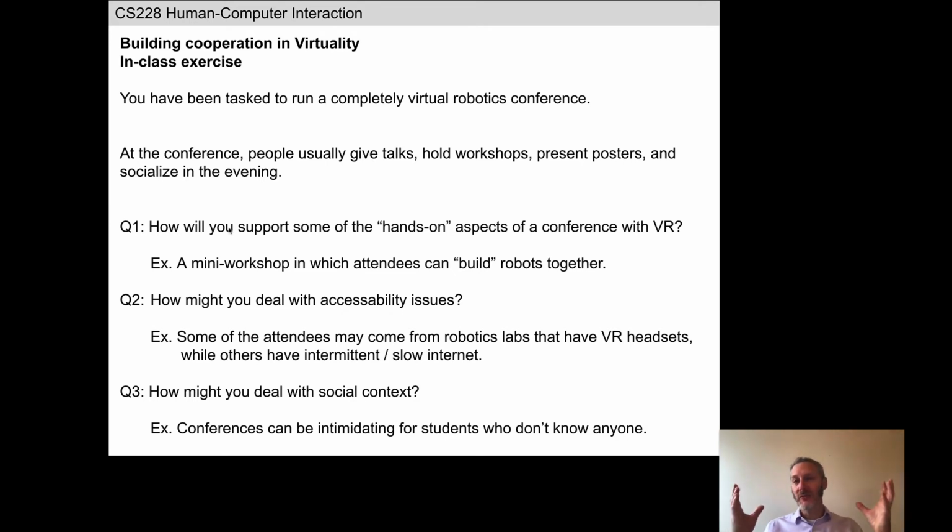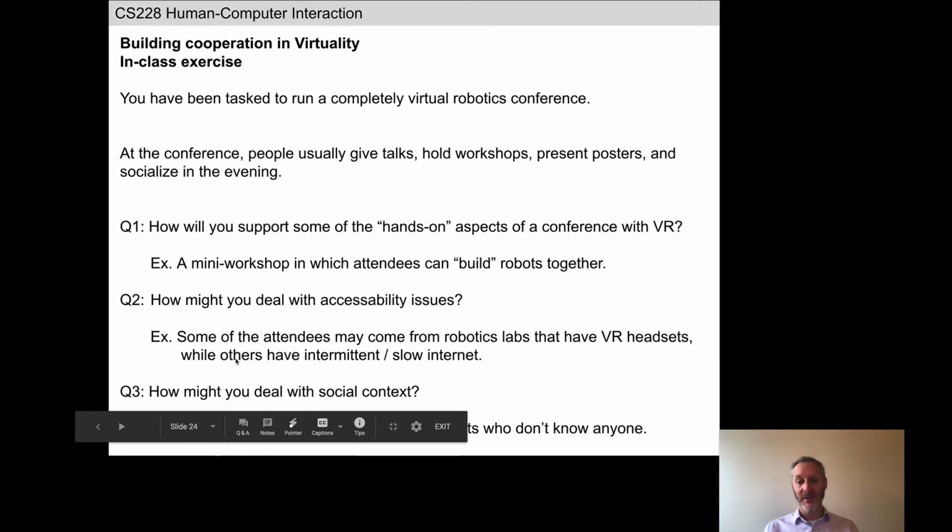So how might you use the various VR technologies we've talked about or other ones to support some of these more hands-on or interactive aspects of the conference? Imagine we have a workshop where people are going to come together and build simple robots or do some simple things together. It's a mixture of demonstration and teaching. How might you deal with accessibility issues? If this is a robotics conference, there may be people attending from well-funded robotics labs, where there are VR headsets lying around, Leap Motion devices. But there may be other people attending that have none of that, let alone a good internet connection.